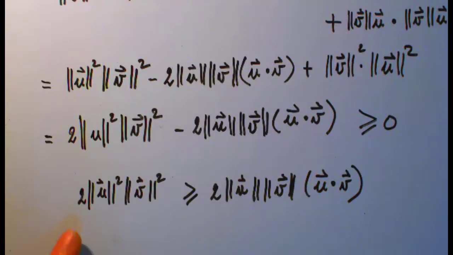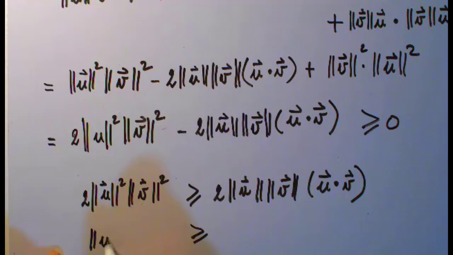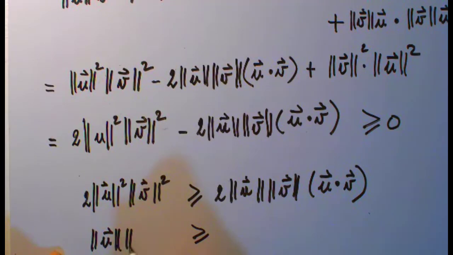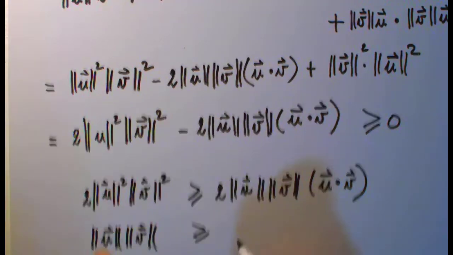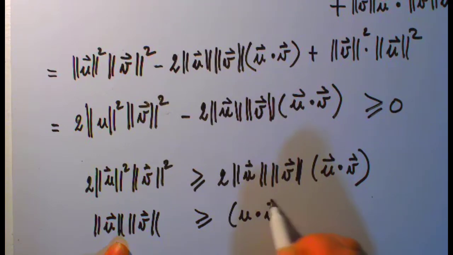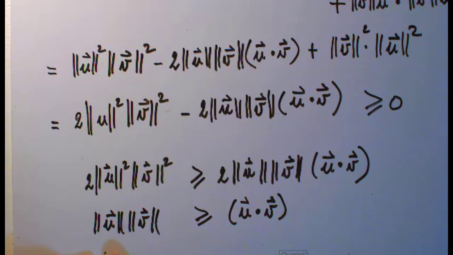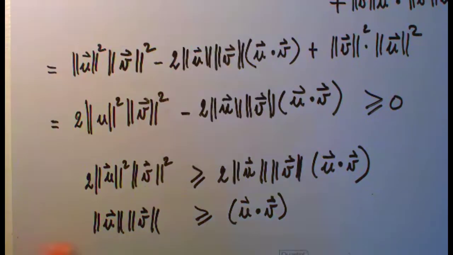And then the cancellation of common factors here leads down to having length u on the left hand side times length v, no more square, is greater than or equal to u dot v. But notice, this is not the absolute value version yet. Just keep in mind, what we have right now is length u times length v greater than or equal to u dot v.